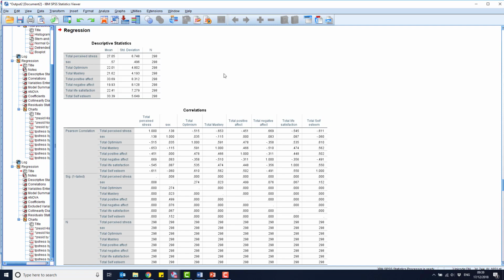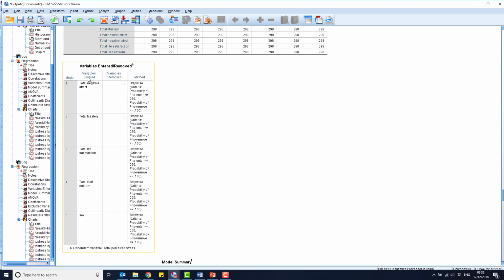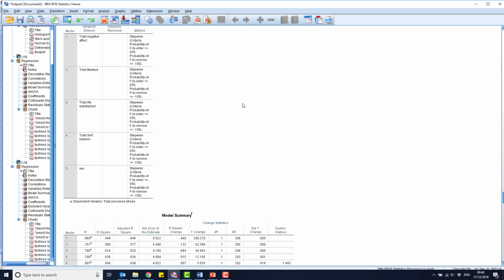As I said, all of this initial output where we're checking assumptions is going to remain the same, so we can just skip through that. What's different is here. What we have here are variables entered and removed. We can see in each block what's been entered, what's been removed. Here you can see it called stepwise. We can see that we've used the default options of when to enter and remove variables, and that the dependent variable is perceived stress. What we've actually got, in comparison to the first multiple linear regression we ran, are 5 models. So we can have a look at what they do.